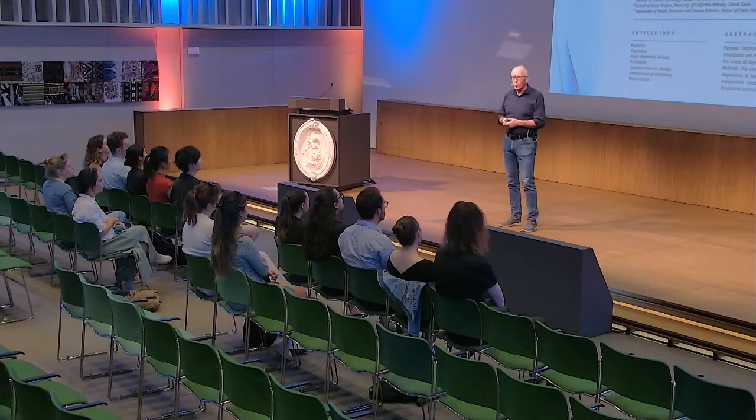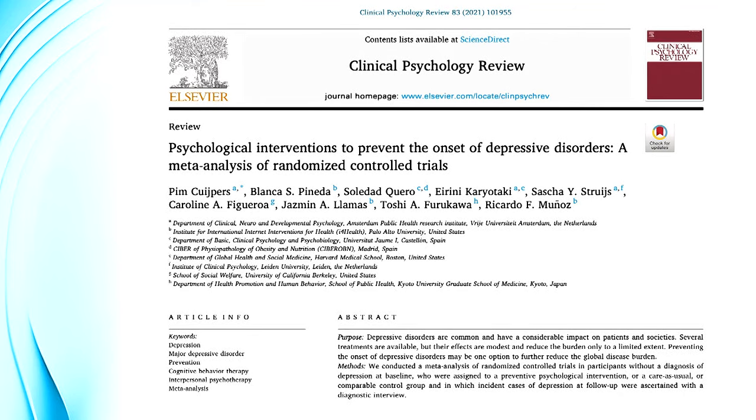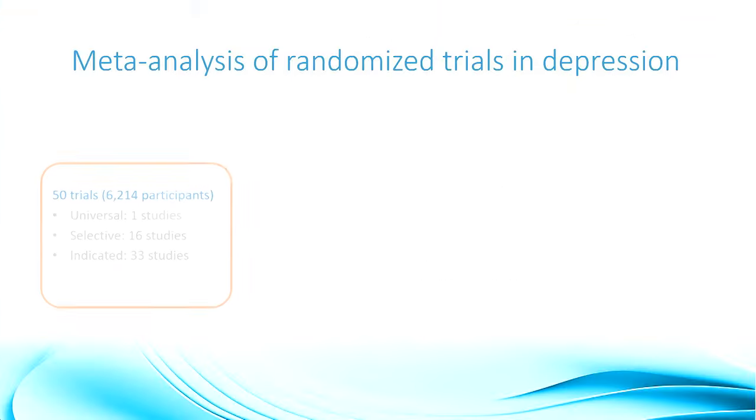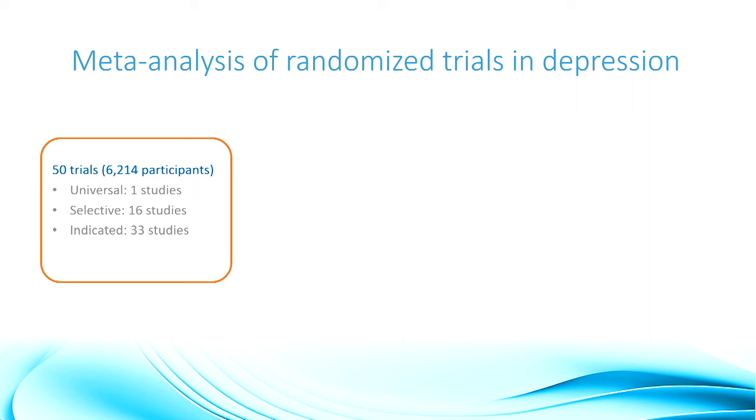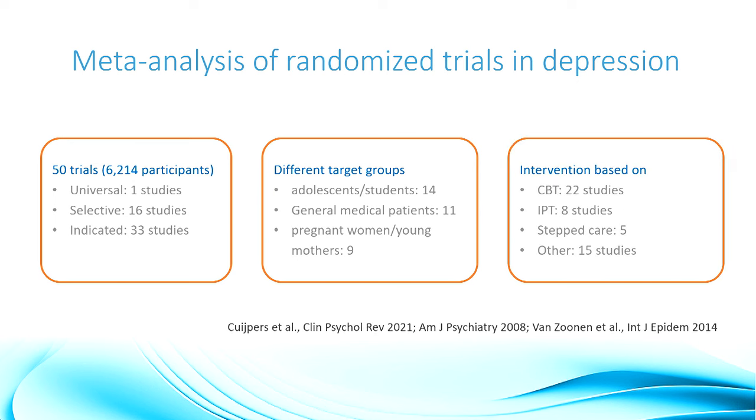So we did a meta-analysis to see whether preventive interventions work. These included 50 trials. There are now, again, I think about 10 more. So the number of trials is really rapidly increasing. It was 50 trials, only one universal, makes sense. Most indicated, because that's the most easy to organize. Very different target groups: adolescents, pregnant women, general medical patients, primary care patients, etc. So you can wonder whether you can pool those studies, but we did.